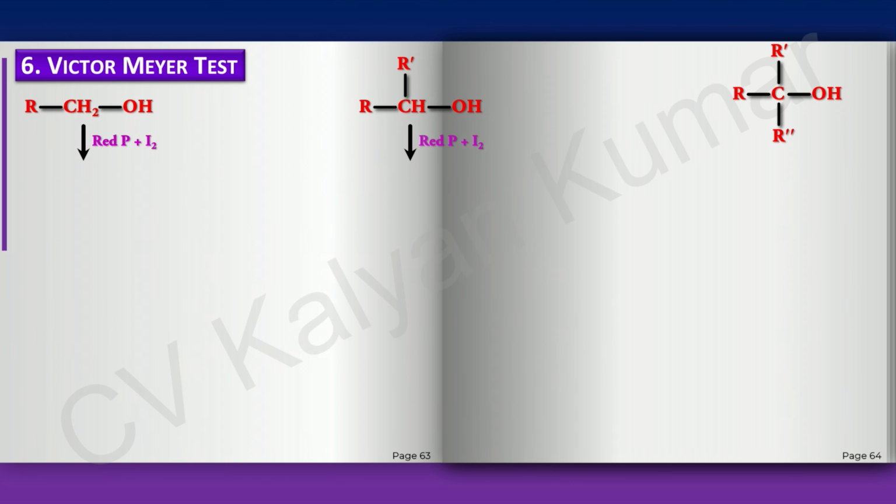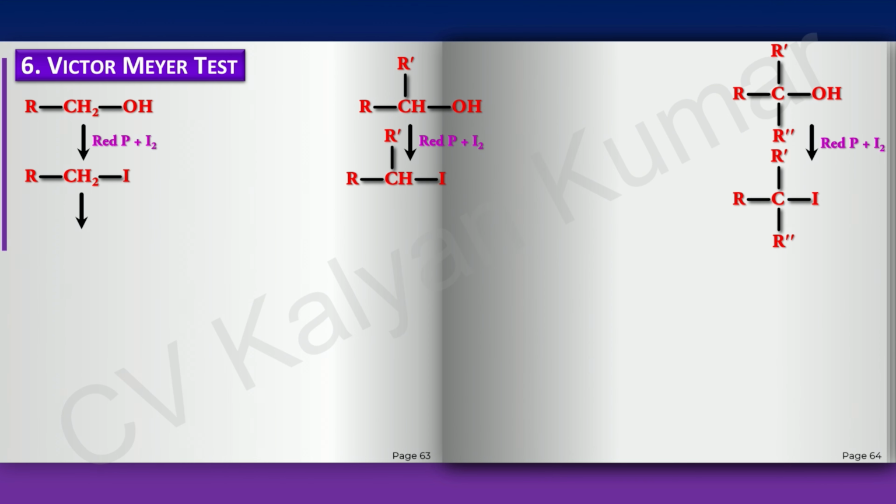So now let's imagine I have three test tubes, one containing a primary alcohol, another a secondary alcohol, another a tertiary alcohol, and we don't know which test tube contains which one. So we are going to add the same set of reagents to all three, and there will be a difference in what you get. So I'm adding red phosphorus and I2 in each. What do you think you will get? Remember, red phosphorus and I2 forms PI3. And that PI3 will remove the OH and convert that into I. And that will happen in each case.